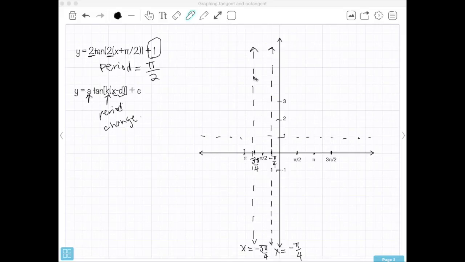Then you start drawing your points in. Find the midpoint between the asymptotes. Then find the halfway between the midpoint and the other asymptote. Because there is a vertical stretch of 2, instead of going up 1, we go up 2. We also go down 2. Now connect the points.